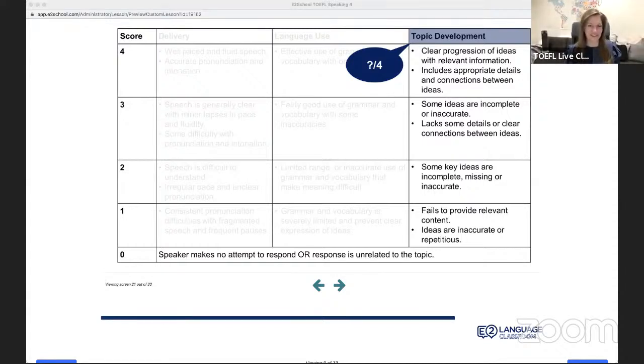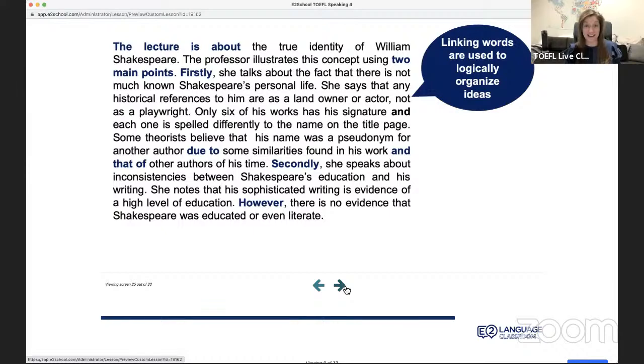Seeing some more 4s for this one. Yes, I definitely agree. Topic development is a 4. Clear progression of ideas with relevant information. Absolutely. He used linking words logically, which helped us organize the ideas. And we've used them accurately, but not too frequently.